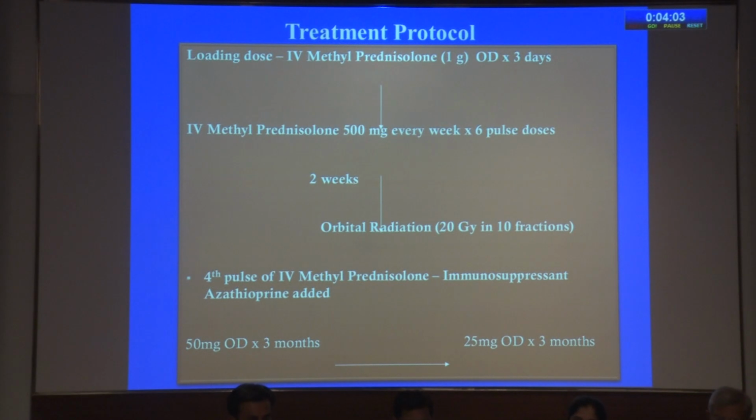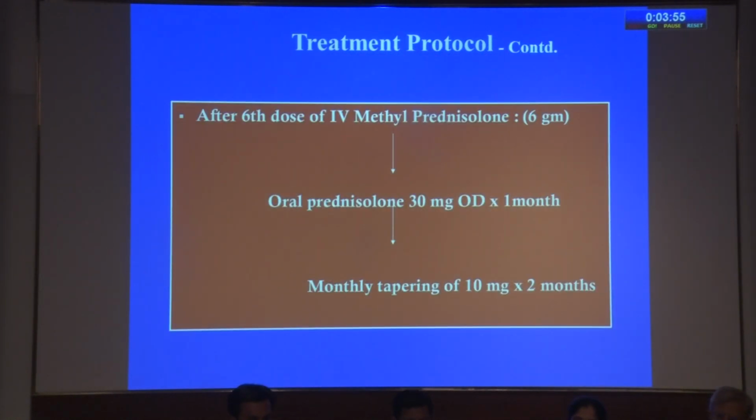After the fourth pulse of methylprednisolone, the immunosuppressant azathioprine was added in a dose of 50 mg once daily for 3 months, followed by 25 mg once daily for 3 months. After the 6th dose of intravenous methylprednisolone, oral steroids in a dose of 30 mg per day for 1 month with monthly tapering was added.